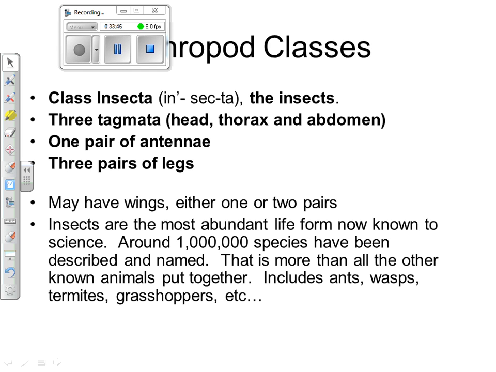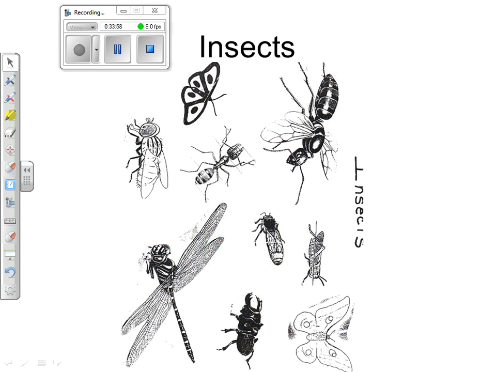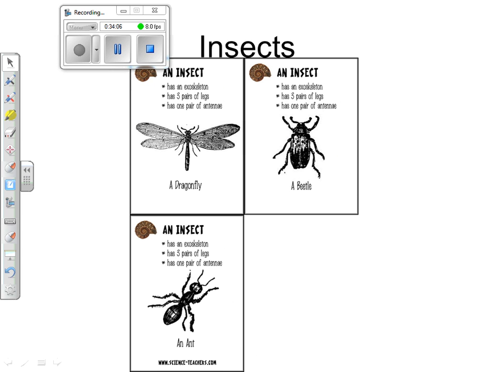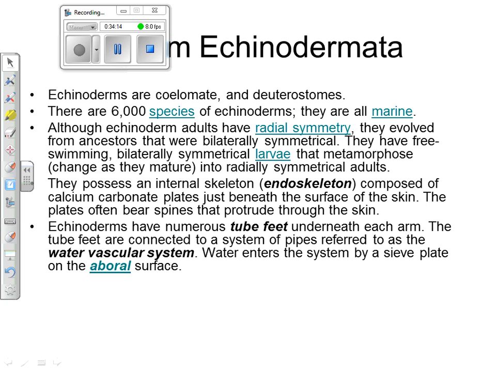But the key things to know about them: 3 tagmata, 3 main body sections, head, thorax, and abdomen, 1 pair of antennae, 3 pairs of legs. There's just some common insects. Butterflies I didn't mention earlier, moths, flies. And again, remember that insects have an exoskeleton, 3 pairs of legs, 1 pair of antennae. And that is a good place to call it a day.